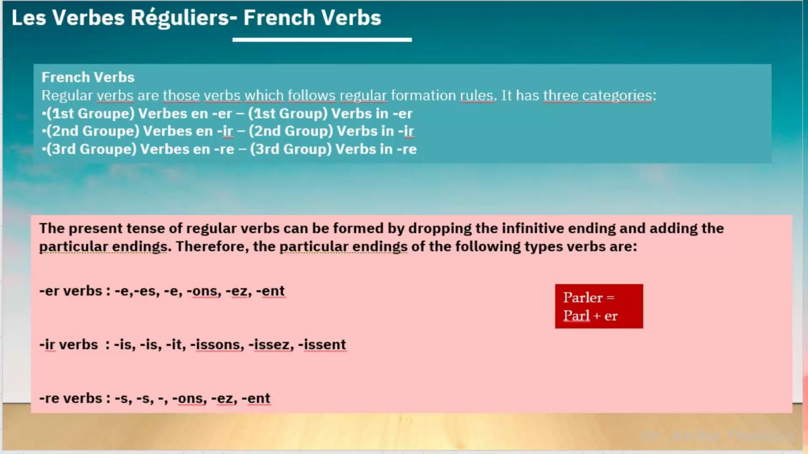In this table, I'll provide this to you in the resources as well. These are the terminaisons. Now, how do we do it? Parler. What is the terminaison? What is the ending? Er. So we remove that er. It becomes parl. Then we add these.